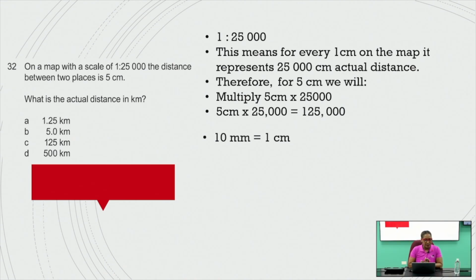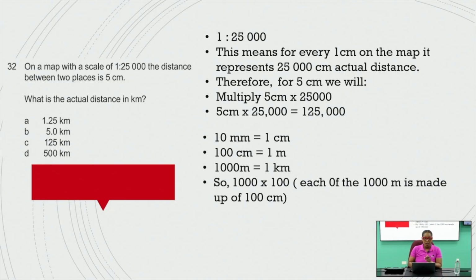But they did ask the question, they have the answer in kilometers. So we need some more information. This is information that you should know. 10 millimeters is equal to 1 centimeter, 100 centimeters is equal to 1 meter, and 1,000 meters is equal to 1 kilometer. Therefore, we can convert the 125,000 centimeters to kilometers. And this is by dividing the 125,000 by 100,000, because 100,000 centimeters is equal to 1 kilometer.